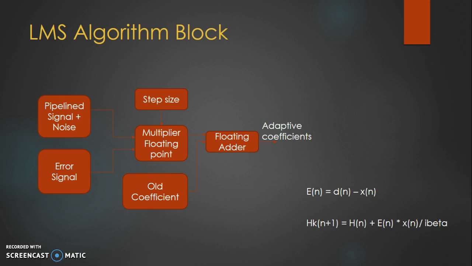So the step factor is in powers of 2. So the shifting operation is equal to the division by 2 to the beta. After multiplying, it is sent to the floating point adder where my old filter coefficients get added and gives me my new adaptive coefficients.